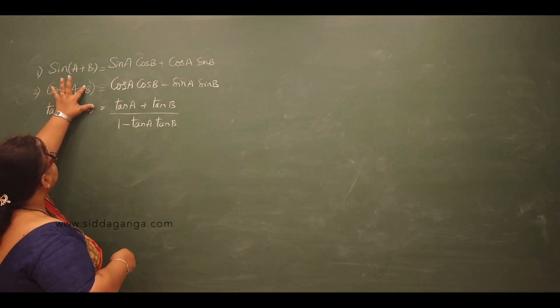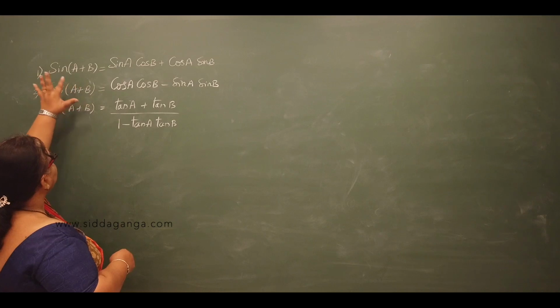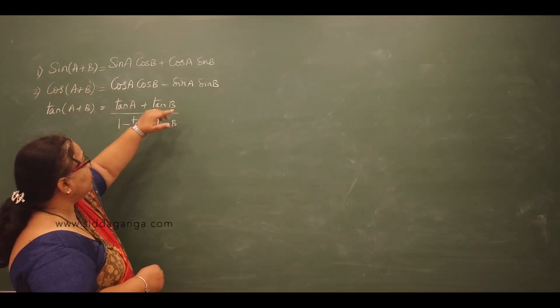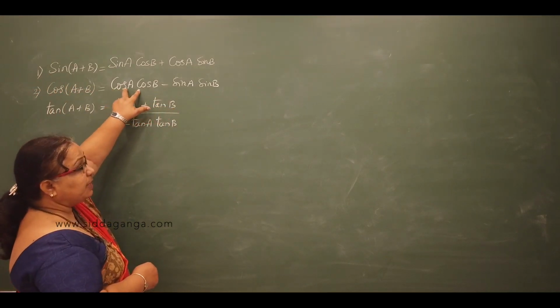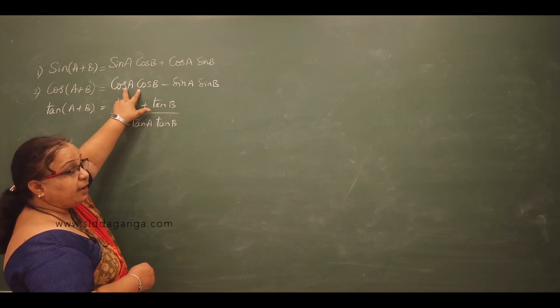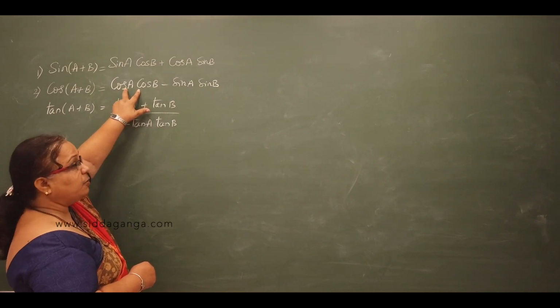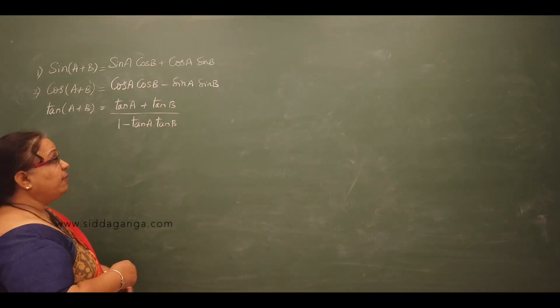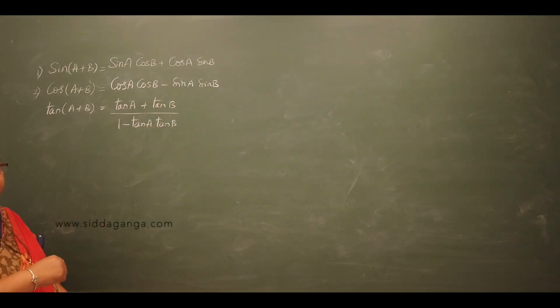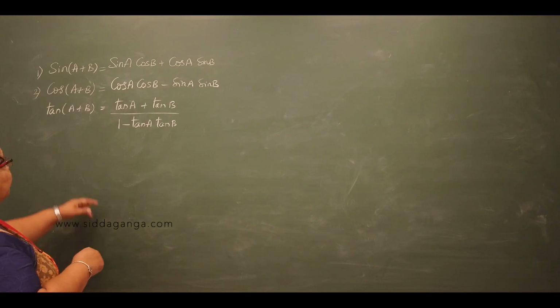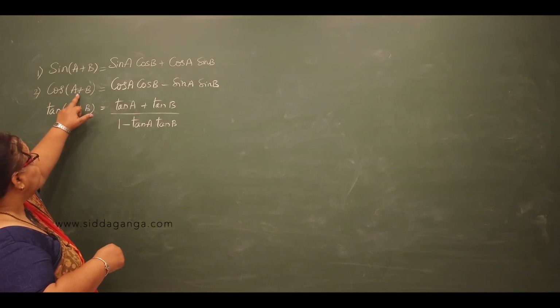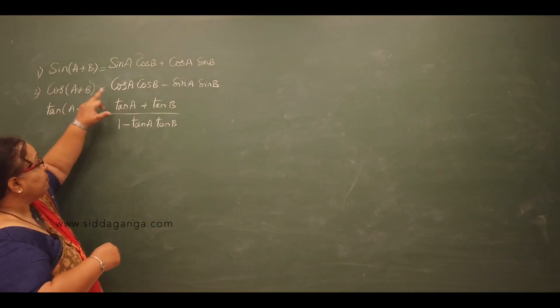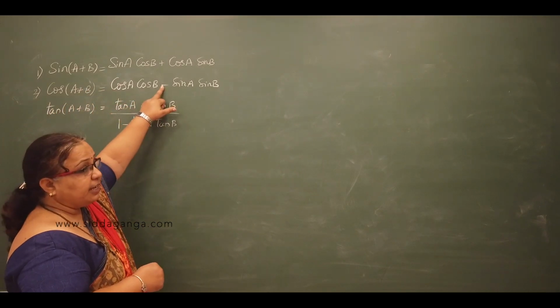Cos of A plus B: in this formula, again there are two terms, where in the first term we must have the cos ratio with both angles A and B, and in the second term we have the sin ratio with the angles A and B. Here we have to take the opposite sign. Here if it is plus, we have to take minus sign.